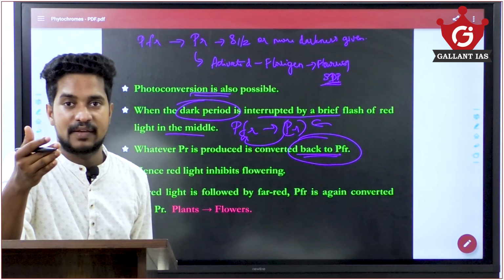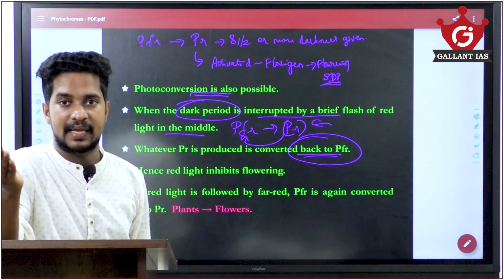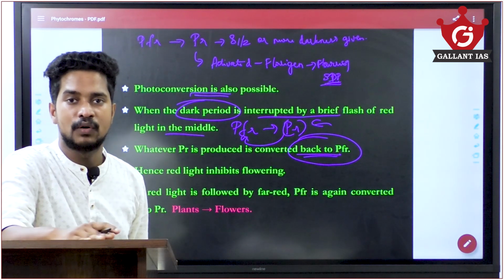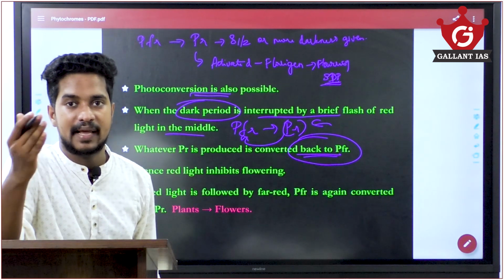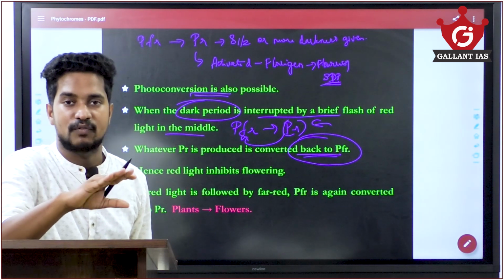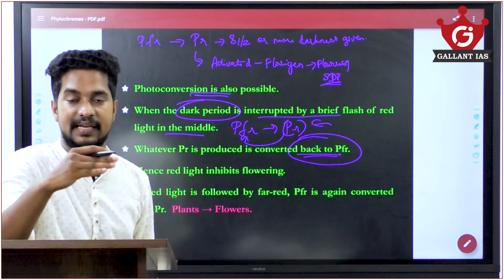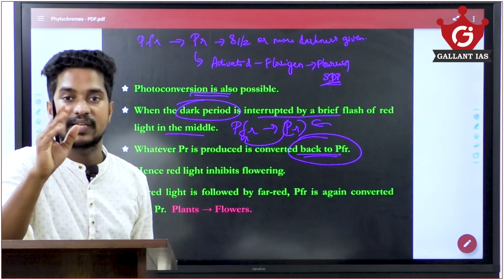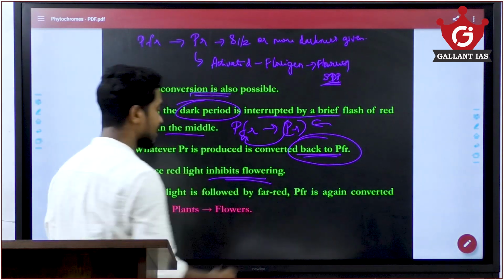If a flash of red light is given, whatever PFR is being converted to PR is again converted back to PFR. Why is that? This PR can absorb this red light and is again converted back to PFR. And this is photoconversion. That means it is a rapid process and it is completed within 1 to 4 minutes. So hence red light inhibits flowering.